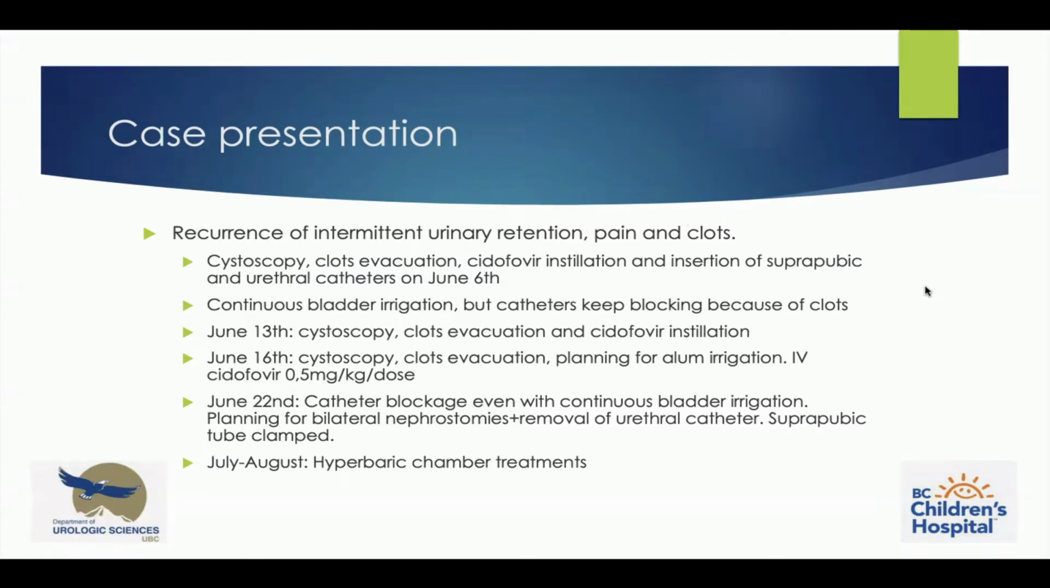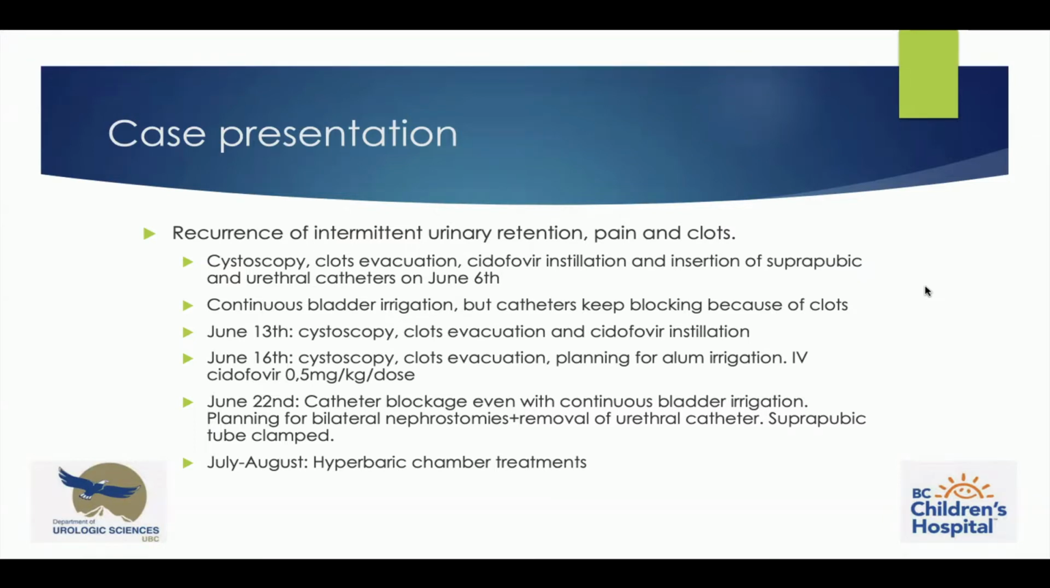So on June 6th, he had a cystoscopy, clots evacuation, intravesical cidofovir instillation, and insertion of suprapubic and urethral catheters. So he was on continuous bladder irrigation, but the catheters kept blocking because of the clots. So the cystoscopy, cidofovir instillation, and clots evacuation was repeated on June 13, and then on June 16 again. But this time he didn't receive cidofovir because we were planning for alum irrigation. At that time, oncology team also started intravenous cidofovir, 0.5 milligram per kilogram per dose.